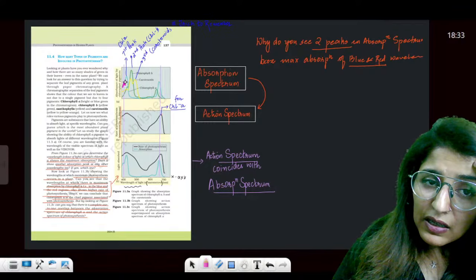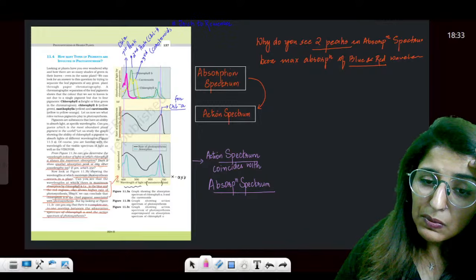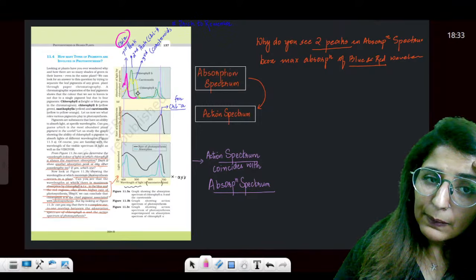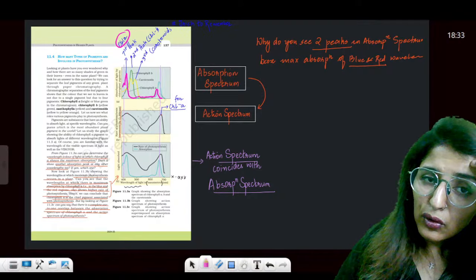The first peak that you observe here belongs to chlorophyll A. The first peak you see here is chlorophyll A. Now the second peak, so this is the first peak and this is the second peak, and this is of chlorophyll A.